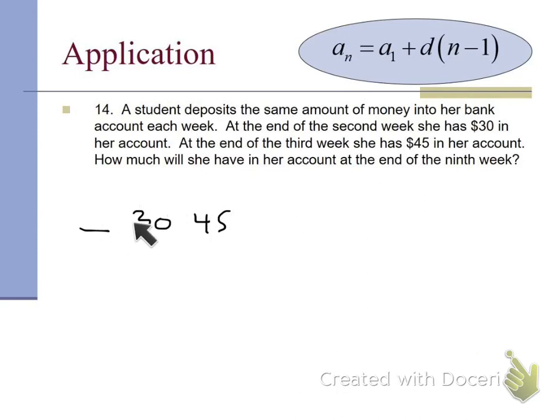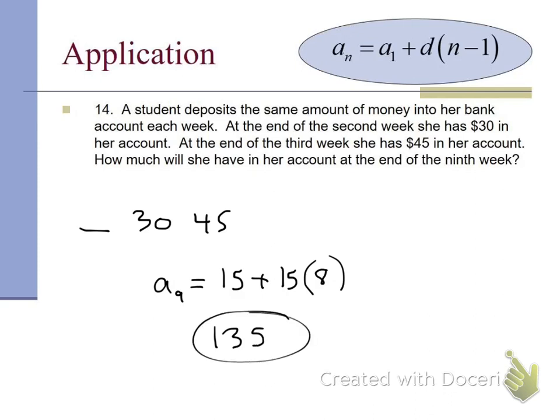Right? Now, you could use the formula to find the 9th week by going first term 15 plus, how much is she adding? 15 times n minus 1. And I bet that's what you were doing up here if you were just going 30, 45, and so forth. Let's see, what's that? 15 times, what is it? 120. Plus 15 gives me $135 in her account at the end of the 9th week.